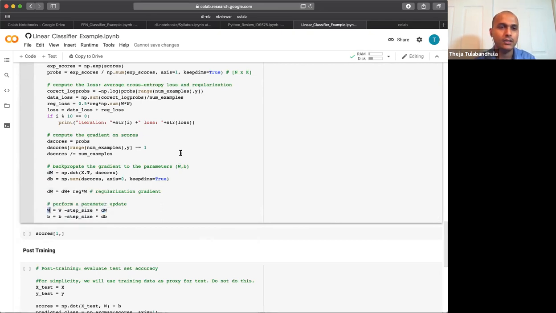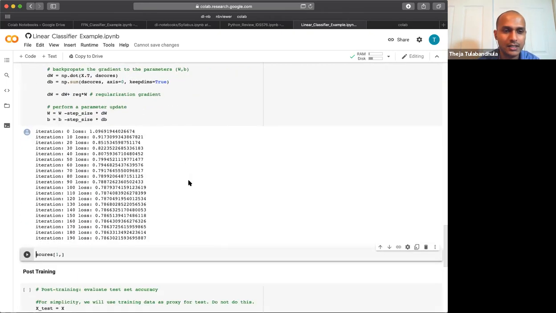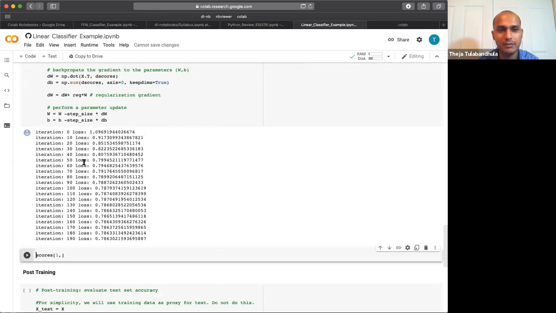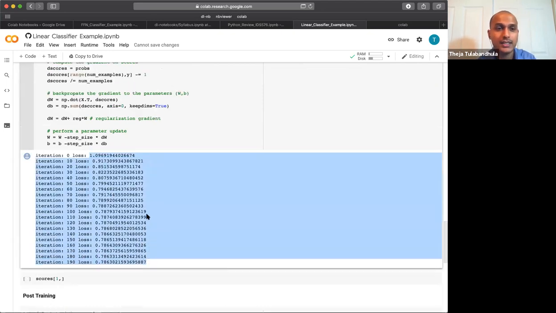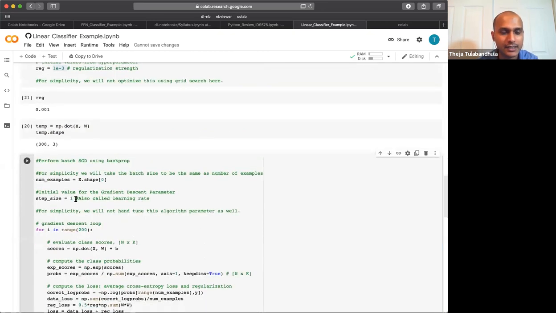Okay, so let's try running this. I hope I didn't change too many things. There is some printout every 10 iterations of this for loop, and you can see the loss value at least decreasing. It's not decreasing too much. Certainly, it can. Let's try increasing. Oh, we already have step size 1.